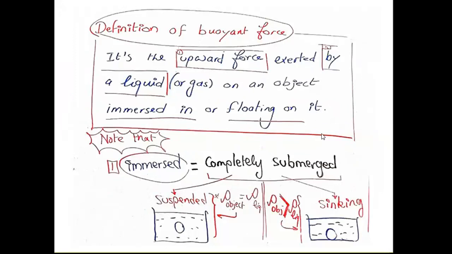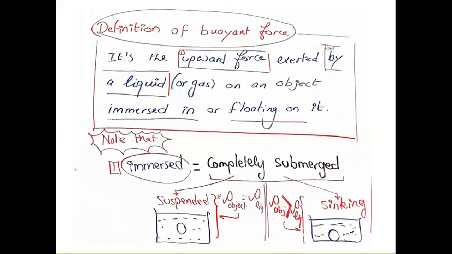So here, the completely submerged object may be suspended like this, or sinking. Sinking means it reaches the bottom of the bottle, or the swimming pool, or any container. There are important points to be known about these two situations of completely submerged objects.